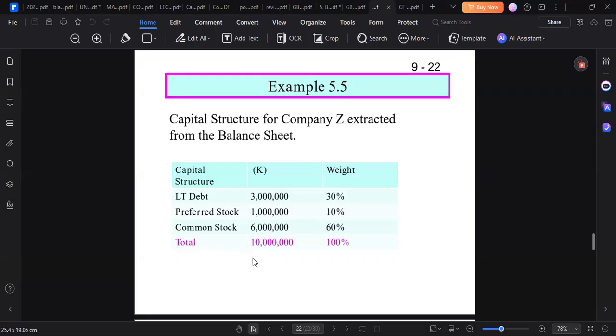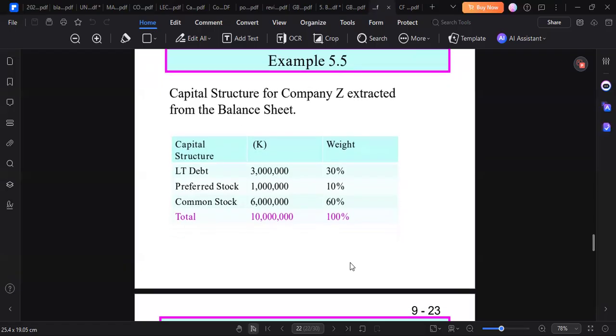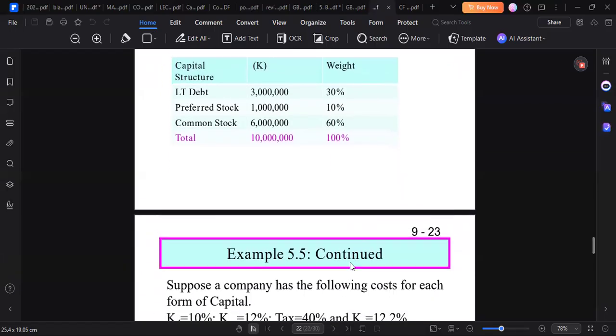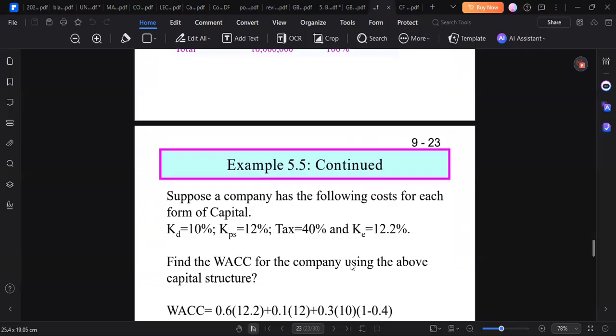So what is the weight? It's just the proportion. Debt, 3 over 10 is 30%. Weight of preferred stock, 1 over 10 is 10%, and 6 over 10 is 60%. The aggregate is what? 100%. So now we continue from that example where we had our cost of debt as 10%, suppose cost of preferred stock 12%, and the tax is 40%, and here the cost of equity is 12.12%. So we're asked to calculate what?